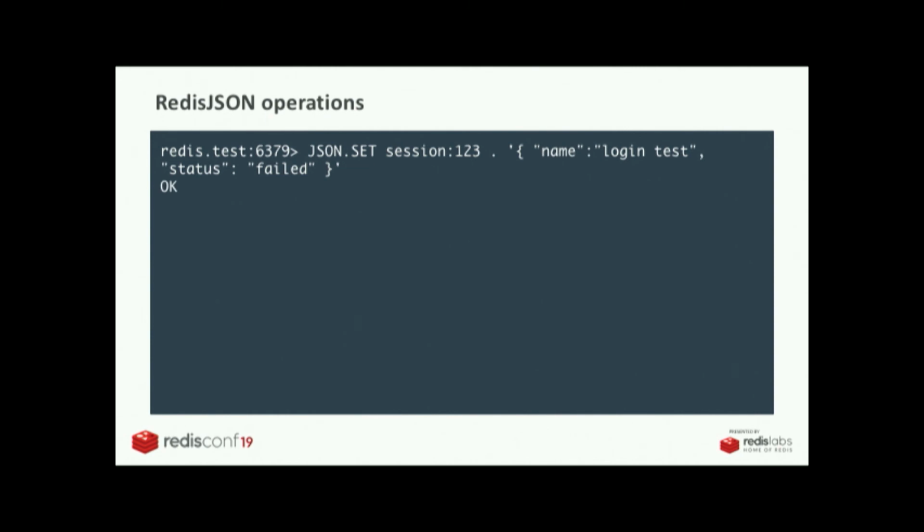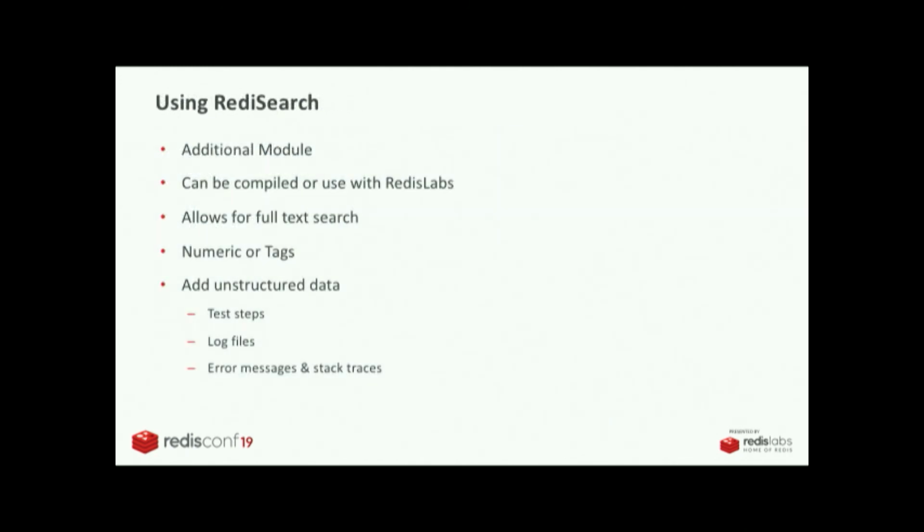So here are some simple JSON commands. You set JSON, and you have to kind of wrap it in a string, and then you get it, and it returns it kind of as an escaped quoted thing. All right, since I'm running out of time, I'm kind of bursting through here.